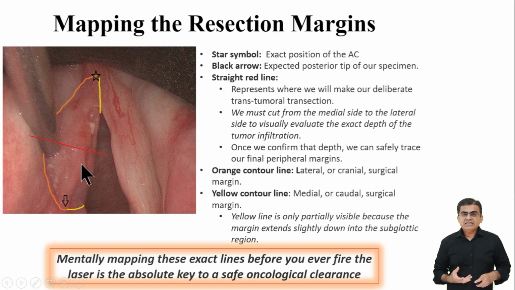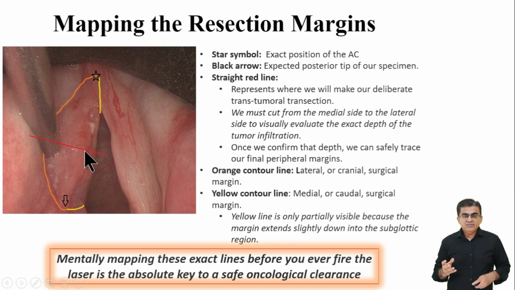First, locate the star symbol marking the exact position of the anterior commissure here. Next, look at the black arrow pointing downward to the expected posterior tip of our specimen here. Now look at the straight red line cutting directly across the center of the tumor, this one. This red line represents where we will make our deliberate transtumoral transection.